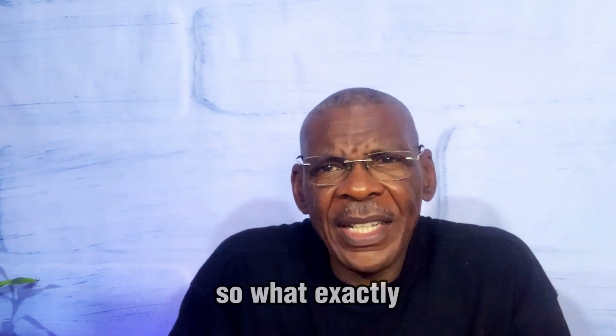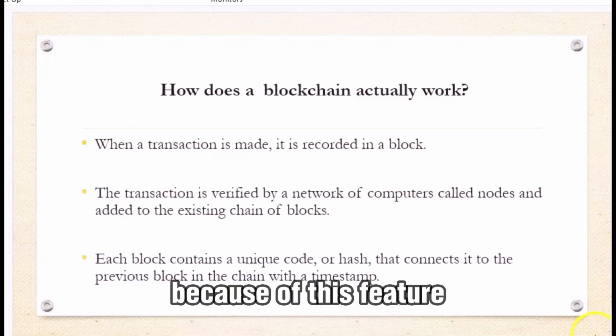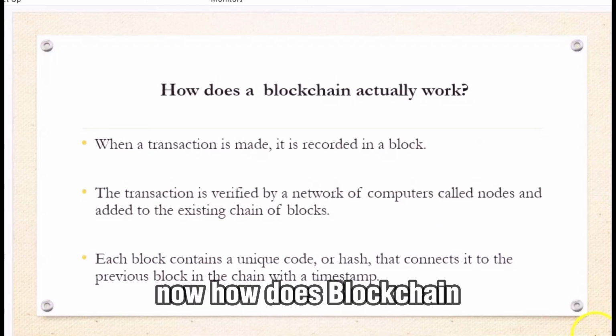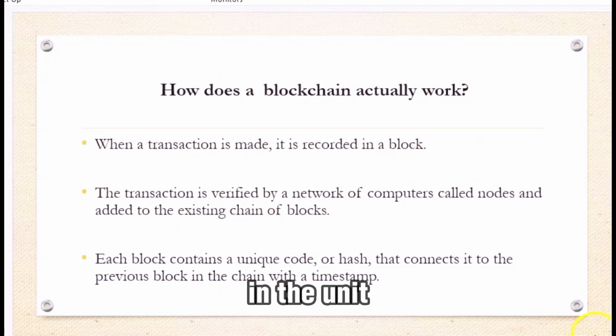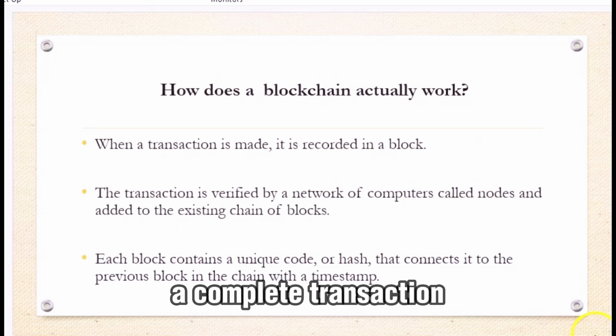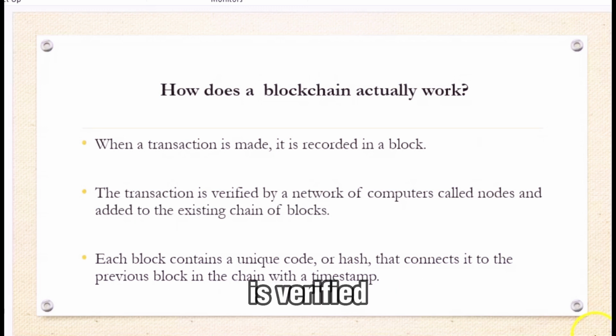So, what exactly is blockchain? Right, because of this feature. Now, how does blockchain actually work? When a transaction is made, it is recorded in a unit. That unit is called a block. The complete transaction is stored in that block. The transaction is verified by the network of computers called nodes. These nodes are different devices connected to the network that you can use to access it. It can be a computer, a tab, or any other machine that works like a computer. So the transaction is now verified and added to the existing blockchain.